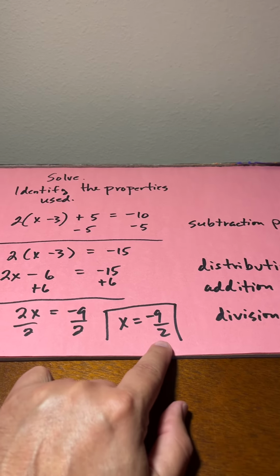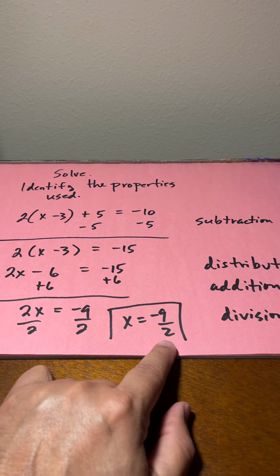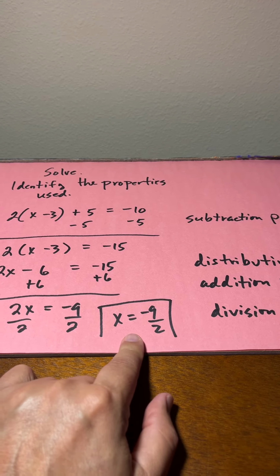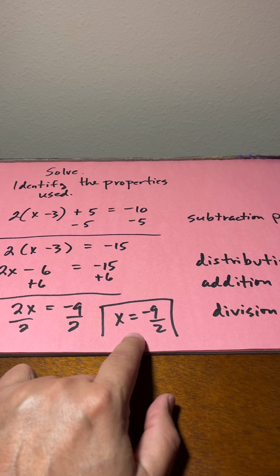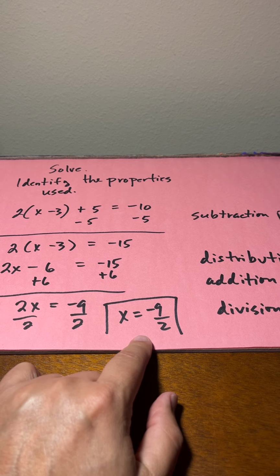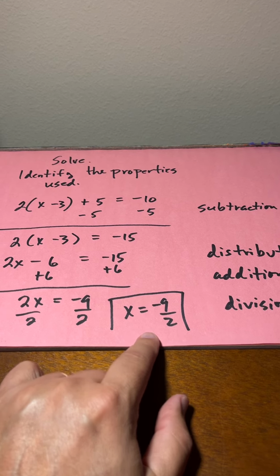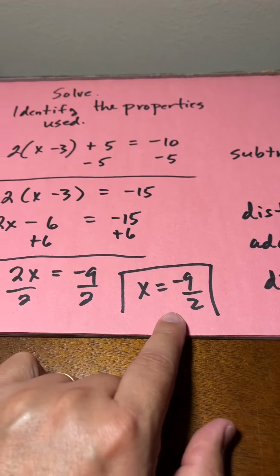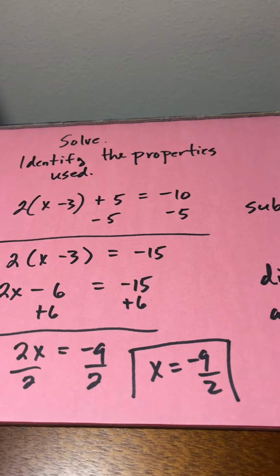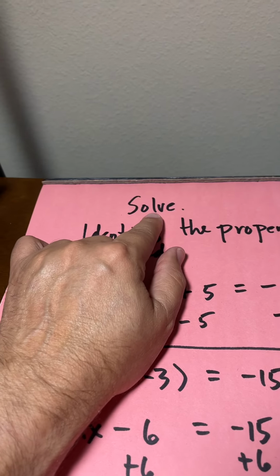Now you could call this negative 4.5, but I prefer for it just to be left as a reduced fraction. You can't reduce negative 9/2 any further, so that's going to be my final answer. So negative 9/2 is the number that if you were to substitute it back in here and do all the math, the original would be true. So that's what it means to solve.